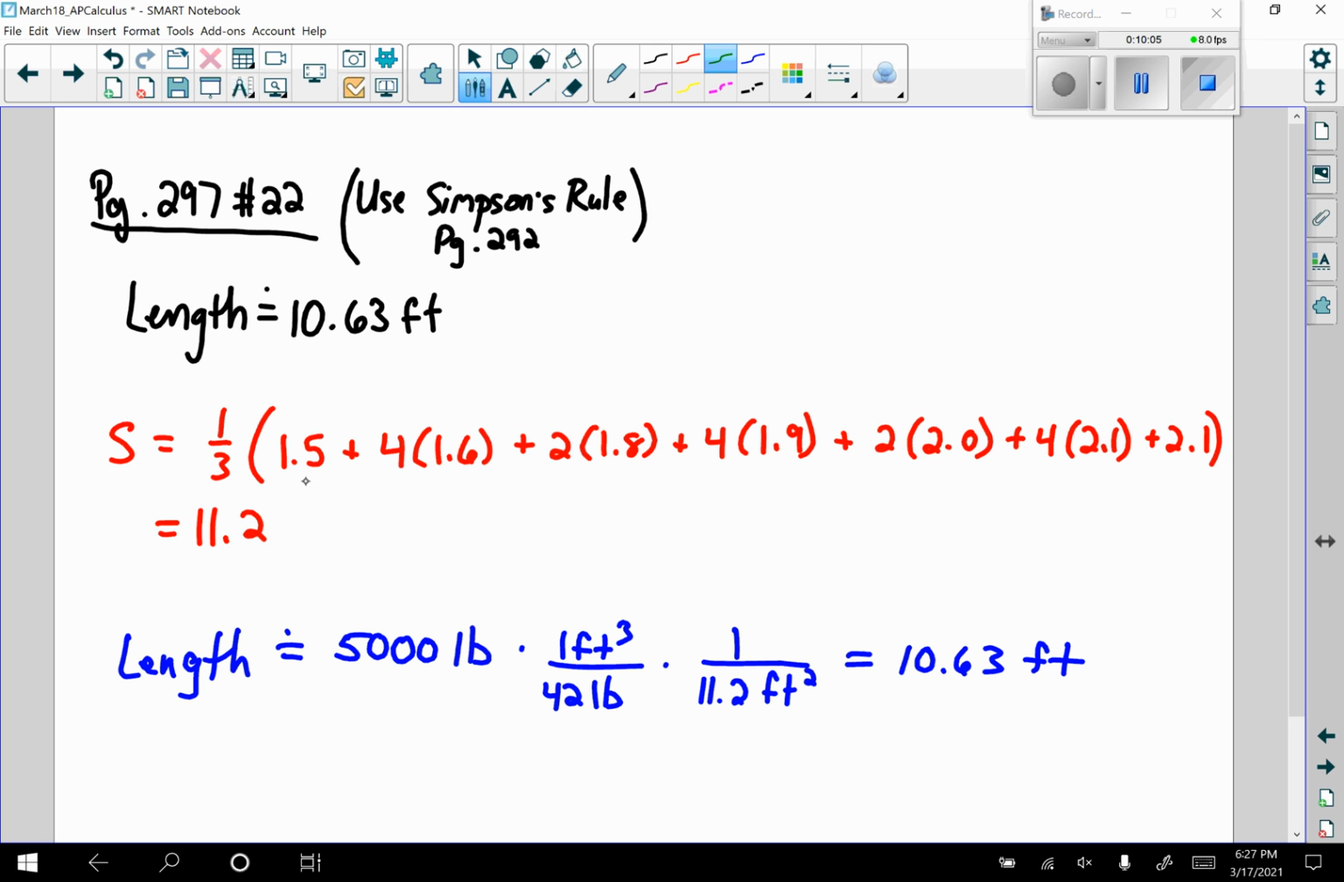So that's why we're able to use this. But if you used the trapezoidal rule, you'd start with 1/2 times 1, and then you would go through the process there. Now to find the length, we take the 5,000 pounds, and then we need to convert it.